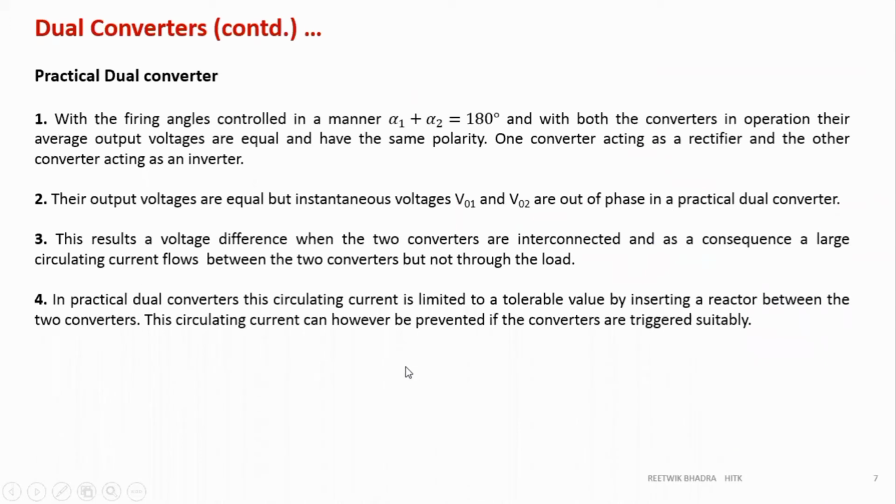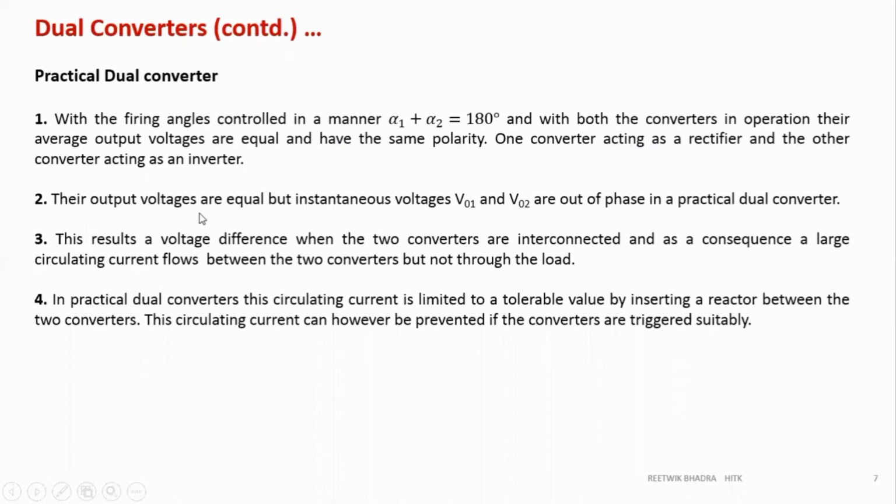Okay. So these are the basic points. I have already told you all these points previously. Just we'll go through it. So what we have seen, we have to control the firing angle in a manner alpha 1 plus alpha 2 equal to 180 degree, so that both converters have their average output voltage equal and of same polarity. So one converter will act as rectifier, other converter will act as inverter.